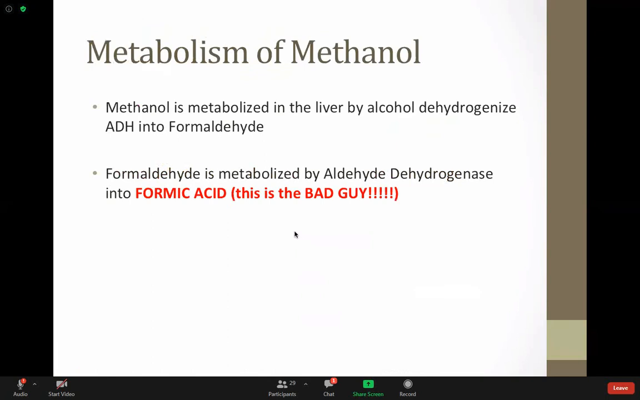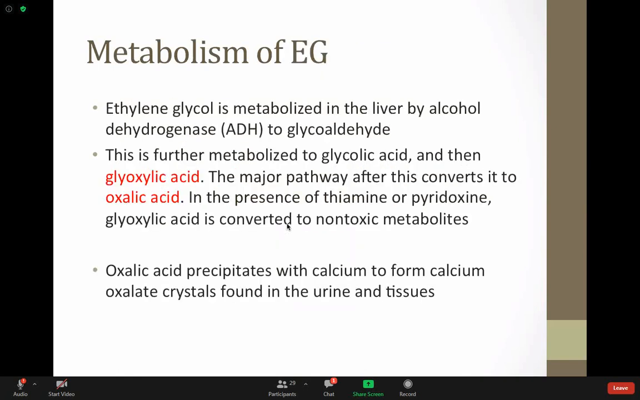Okay. Here, just a summary of what I said. Methanol is metabolized by alcohol dehydrogenase to formaldehyde. There's a spelling mistake here. ADH is alcohol dehydrogenase. And formaldehyde is metabolized by aldehyde dehydrogenase into formic acid, which is the bad guy for methanol. I encourage you to attend the lecture tonight about methanol. It will be very nice. You will hear about the history, you will hear about how methanol is formed, and you will hear about the treatment.